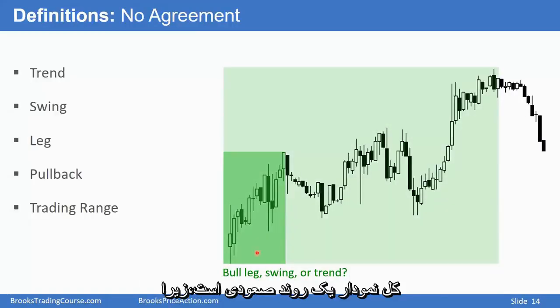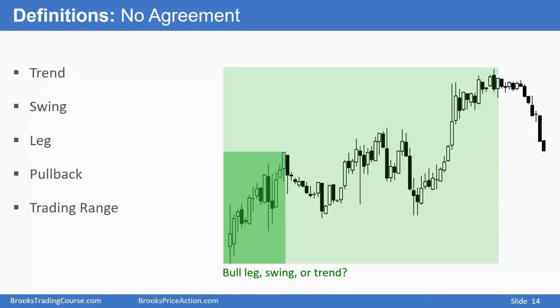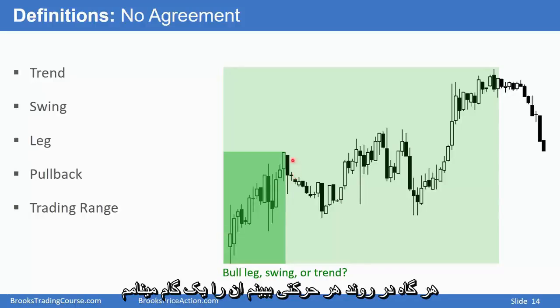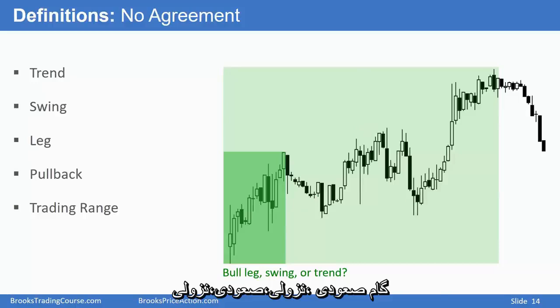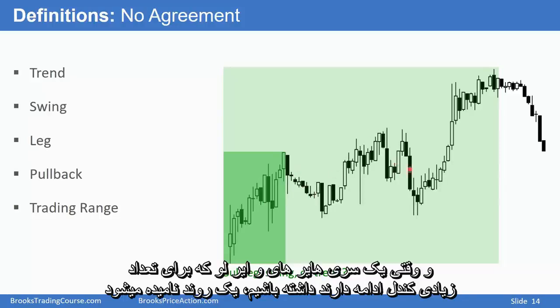The entire chart is a bull trend because it's getting higher lows and higher highs. And within it, there are swings down, certainly legs. Anytime I see a trend, any move, I call a leg. A leg up, leg down, leg up, leg down. If the leg is big enough for a swing trade, I call it a swing. And if it's a series of higher highs and higher lows lasting a lot of bars, I call it a trend.